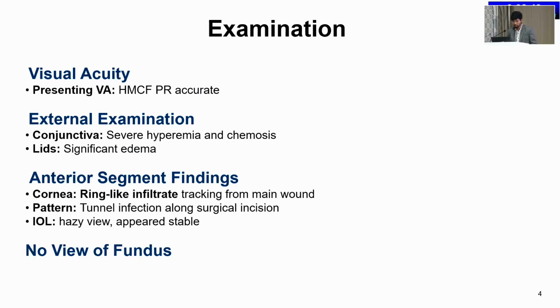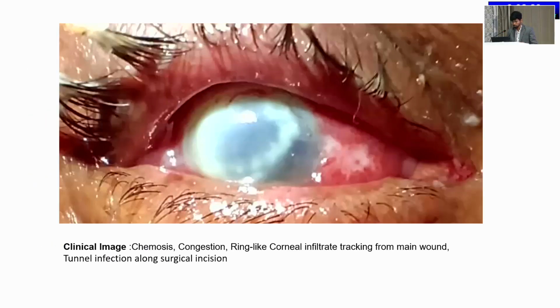His presenting visual acuity was hand movements close to face with PR accurate. His conjunctiva had severe congestion along with chemosis, and the lids had significant edema. The cornea showed a ring-like infiltrate tracking from the main wound, and there was tunnel infection along the surgical incision. The IOL was present and had a hazy view, but it appeared stable. There was no view of the fundus.